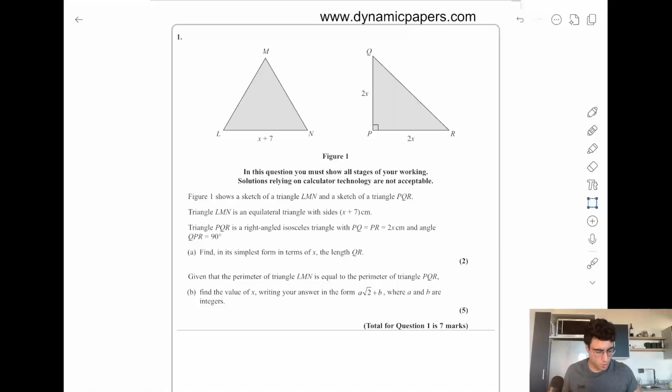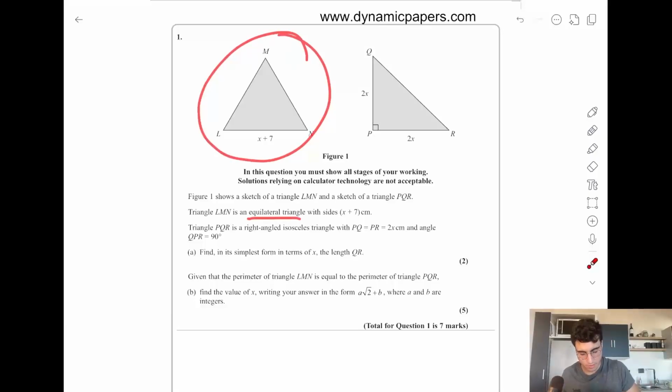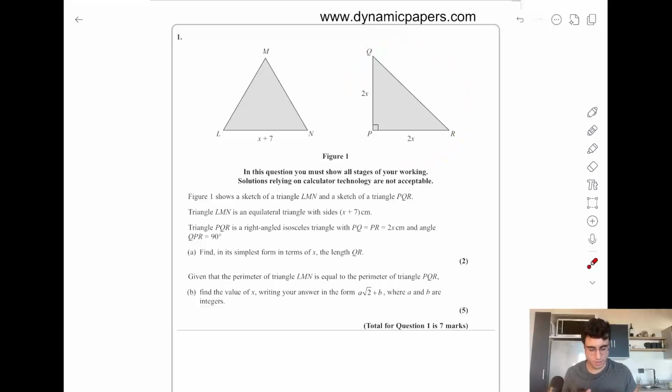Alright guys, so for question 1, we are given 2 triangles. We're told that solutions relying on technology, using a calculator, are unacceptable. So okay, fine. We've got an equilateral triangle over here, and we have a right angle triangle over here. It says that triangle LMN is equilateral with sides x plus 7. So therefore what we can do here is quickly just say we've got x plus 7 there and x plus 7 there as well.